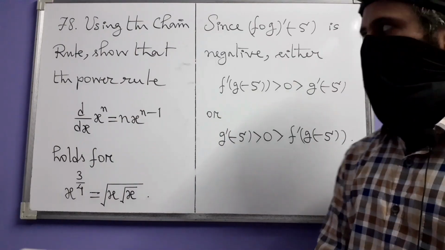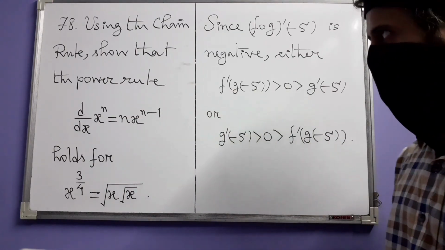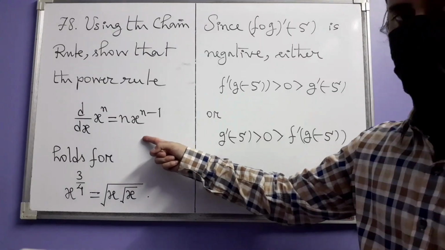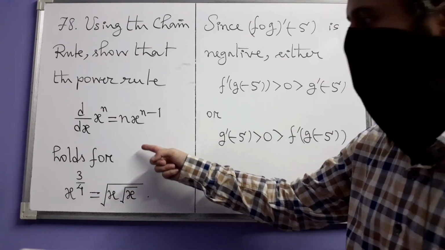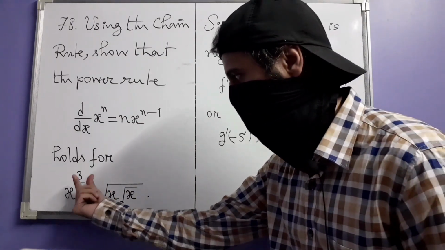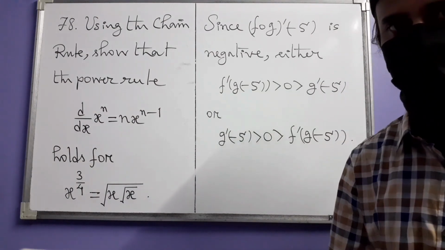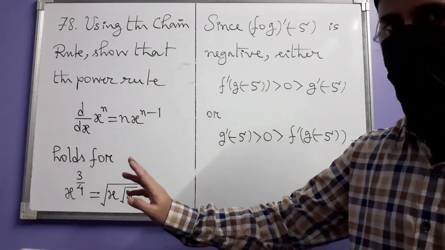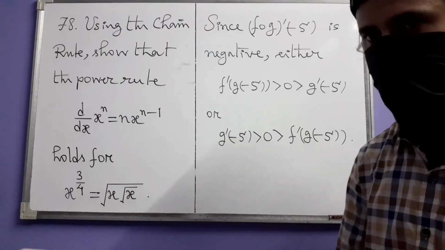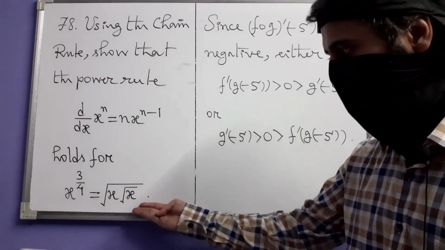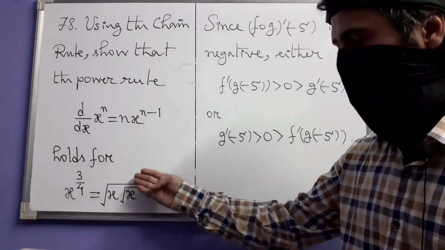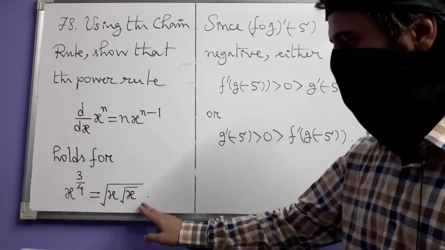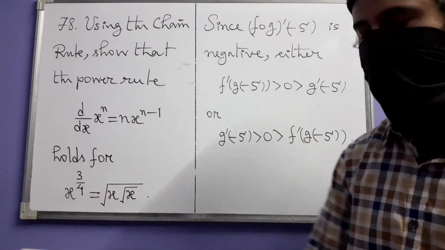And finally we have number 78. Here, using the chain rule, we have to show that the power rule, our usual power rule for differentiation, holds for this power of x, x to the power 3 over 4, which we can also write as square root of x times square root of x. You can go through the calculation, and using your familiar rules of exponents, you can see that this is actually equal to this.